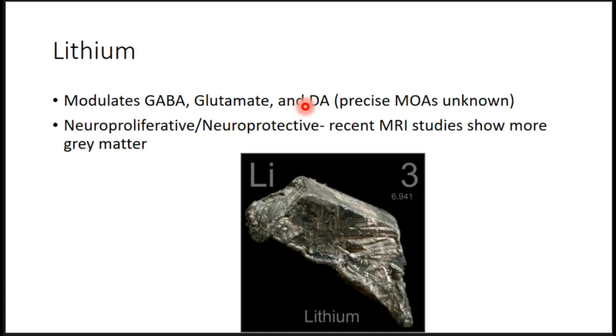There are some newer MRI studies that suggest it's neuroprotective and neuroproliferative, which means you're going to have a more robust neocortex. You're going to have thicker cortical gray matter if you're on this for a long time. So that's good. It's neuroprotective. It seems to be generally good for you. Again, it's kind of a drug that we just throw at people because it seems to work. We don't know why.